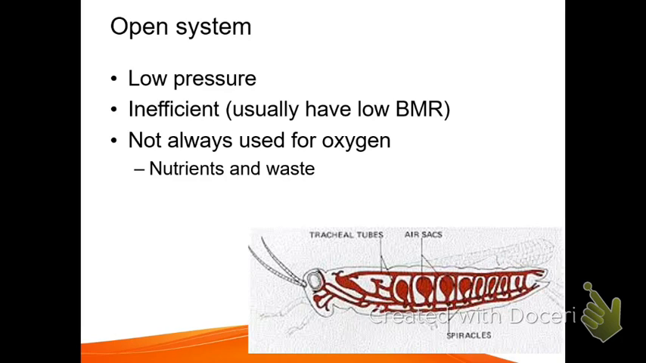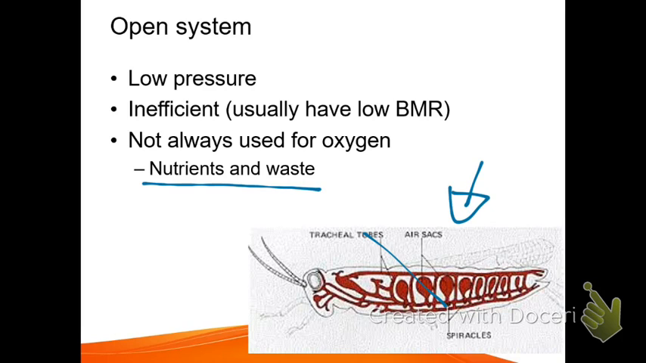And in actual fact, our open systems aren't always used for oxygen. In most cases, insects, such as this grasshopper down here, don't get their oxygen from their hemolymph. They actually have a separate system of tubes that takes oxygen and delivers it through the body. You don't need to know exactly how that happens, but understand that in a lot of insects, the main purpose of the circulatory system is to deliver nutrients and to remove waste. I mentioned exceptions earlier.